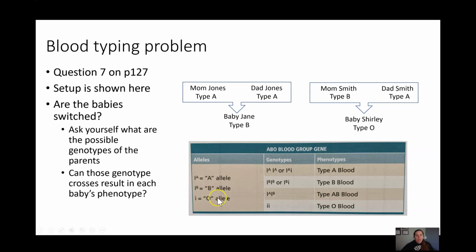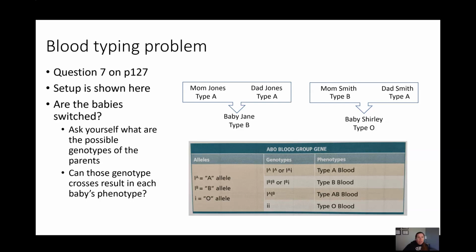Okay, so if you read through the problem, what we're ultimately asking is, did the right parent couple get the right baby? We have mom and dad Jones. They're both type A blood, and they have a baby Jane that ends up with type B blood. On the other hand, we have mom and dad Smith. Mom has type B and dad has type A, and they have a baby Shirley that ends up being type O blood. So the question you have to ask yourself is, did the right baby go home with the right set of parents? In other words, are the babies switched?